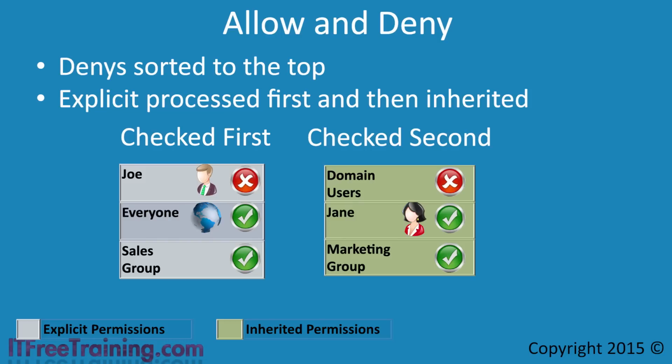Even though domain users have been denied, this is in the inherited permissions list, which will never be checked because all users will be allowed access through the everyone permission. To demonstrate this a bit better, I will open Windows Explorer.